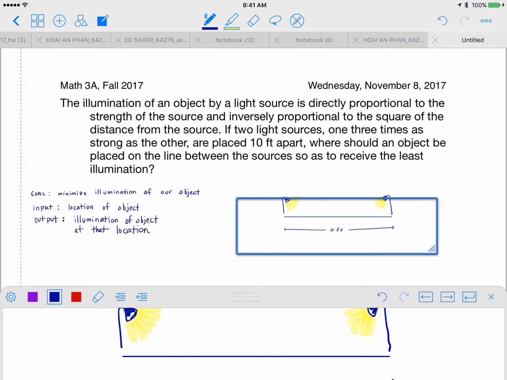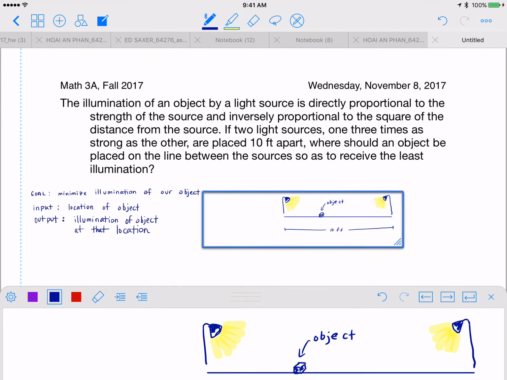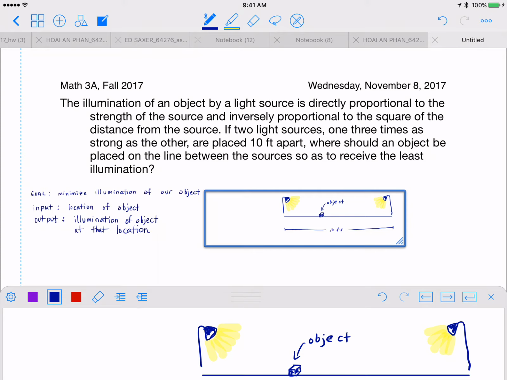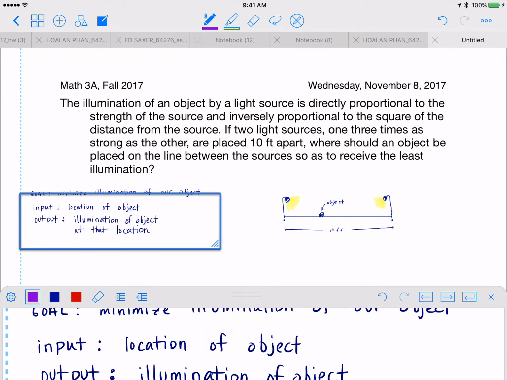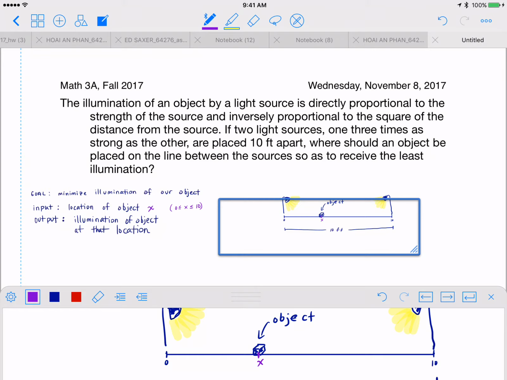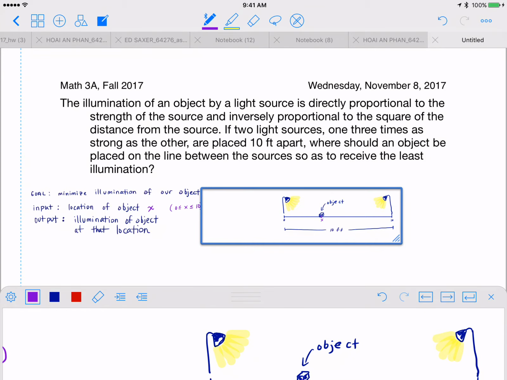Okay, and our goal is to figure out where to place our object. Imagine our object is here, right? So maybe this is our object. In order to determine the location of the object, the easiest way to keep track would be to say, what's the distance between the object and, say, this left light? So we're giving ourselves an axis, if you will, a number line. For the location of the object, we're going to let that be x, and we're going to note that 0 is less than or equal to x is less than or equal to 10. So if the object is x feet away from the left light source, that's how we'll communicate our answer.